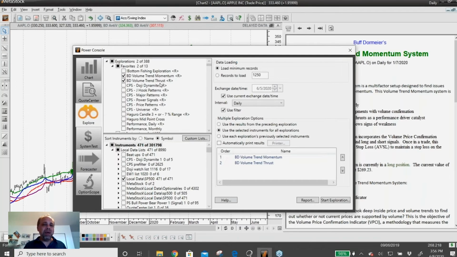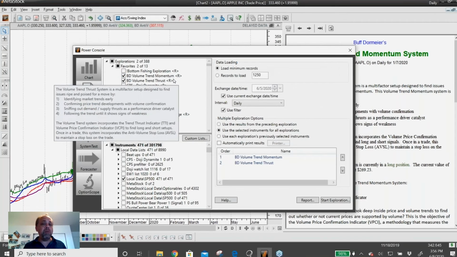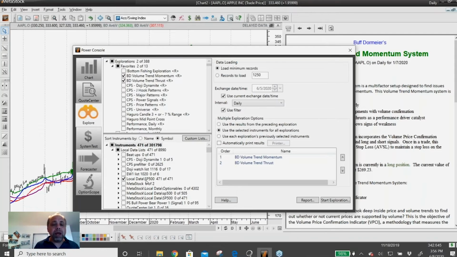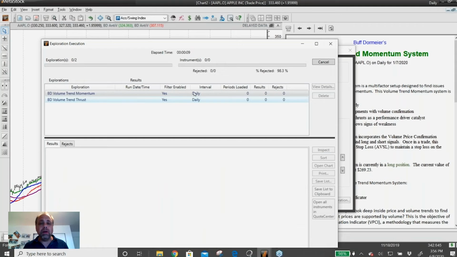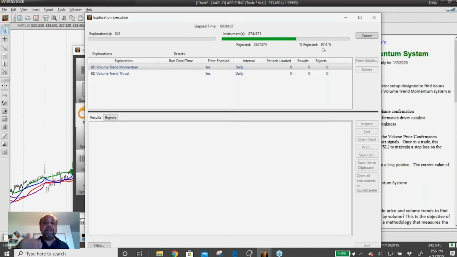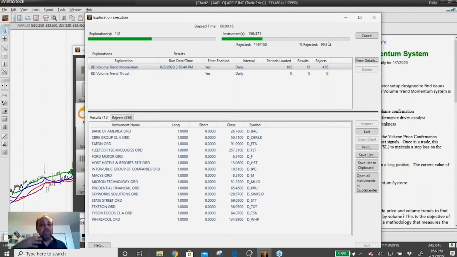Help me. Okay, and to do that, I'm going to basically run the volume trend momentum and the volume trend thrust add, and just so that it goes real quick, I'm going to have it scan over the S&P 500. So we'll go ahead and start that exploration, and it's just going to truck through them. See, we've gone through 250 stocks. We're rejecting about 97% of them, and this allows me to ignore the stocks that don't have an opportunity and focus on the ones that do have an opportunity. And you'll see it's already done.